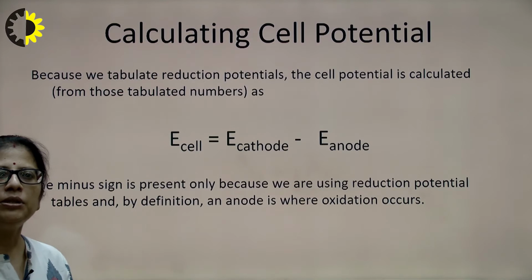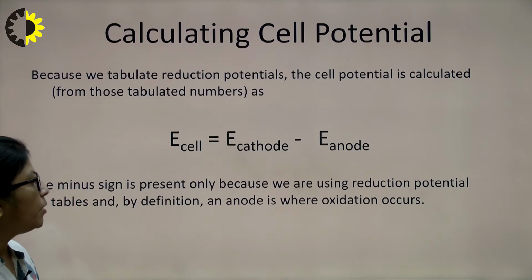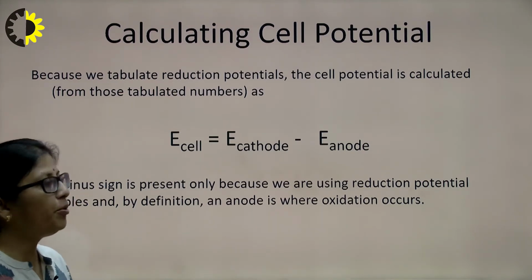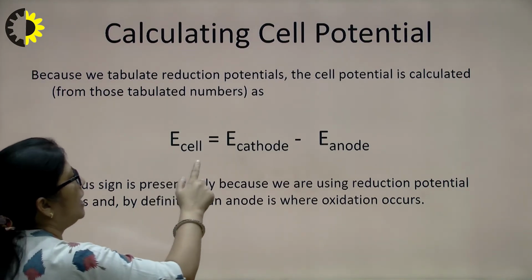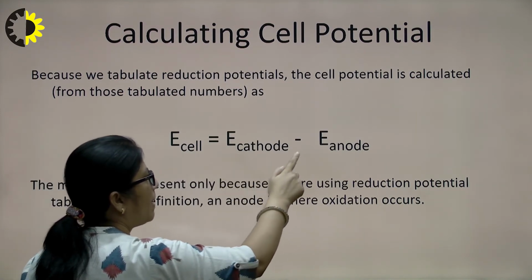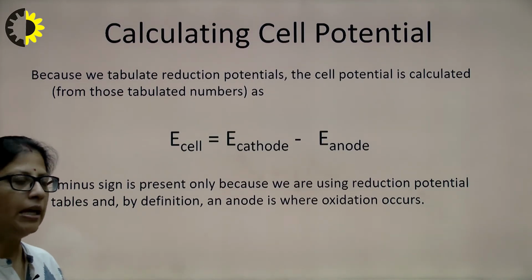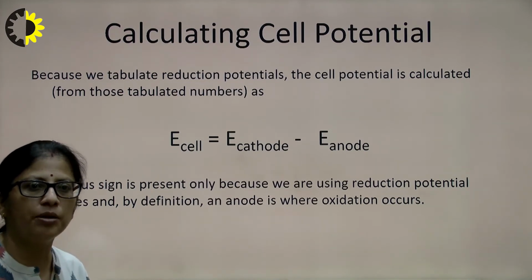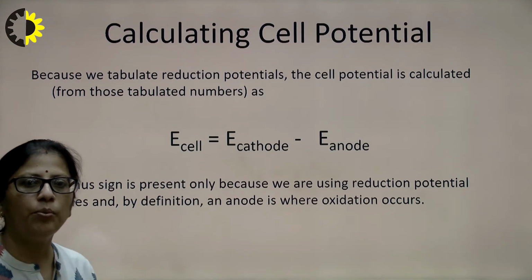Now, coming to the calculation for cell potential, because we tabulate the reduction potentials, the cell potential is calculated as E cell is equal to E cathode minus E anode, where capital E is the electrode potential. The minus sign is present only because we are using a reduction potential table, and by definition an anode is one where oxidation takes place.